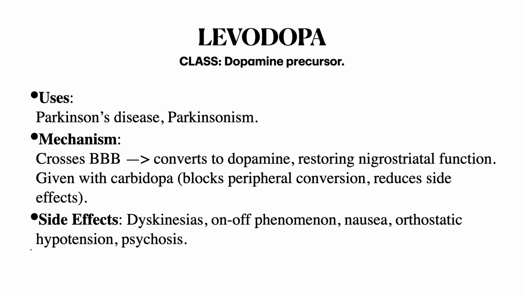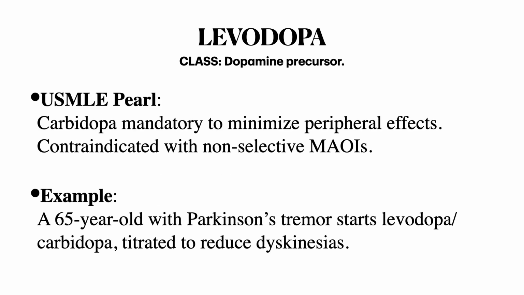This is a very high-yield USMLE pearl too. The side effects of this drug are dyskinesia, on and off phenomena, nausea, orthostatic hypotension, and psychosis. The USMLE pearl is that carbidopa is mandatory to minimize peripheral effects, and it is contraindicated with non-selective MAOIs. This is your homework: you can comment down what this drug is, right, and why it is contraindicated. The example case is a 65-year-old with Parkinson's tremor who starts levodopa-carbidopa, titrated to reduce dyskinesias, right?